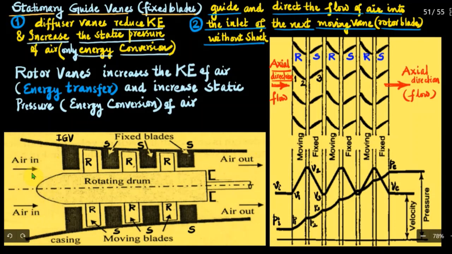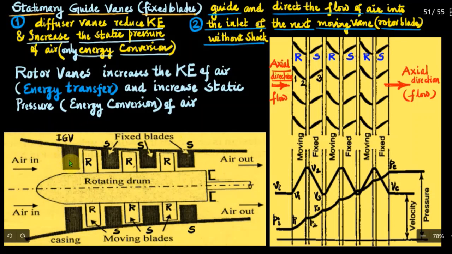Essentially it is a 2D sketch, air is entering in and air is leaving out. The 3 stages have been shown. One stage comprises a rotor vane and a stator vane: rotor vane, stator vane, rotor vane, stator vane. So there are 3 stages. Then what is in the front? What is written? IGV is written. IGV means inlet guide vane.